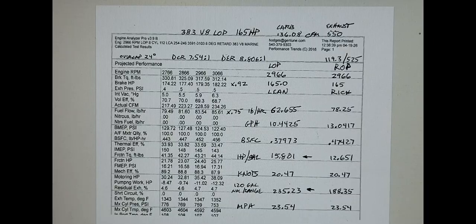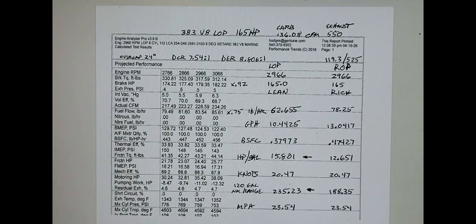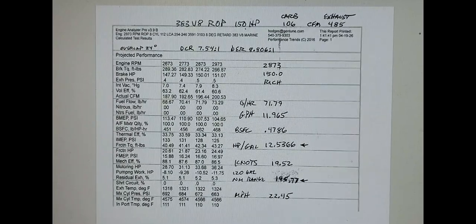That gives you 37.973 BSFC. That's as good as a diesel gets. And then your horsepower per gallon is 15.801. And that's comparable with some of the diesels we saw in the Nebraska tractor tests. Calculated speed is 20.47 knots, and the 120 gallon nautical mile range is 235.23.